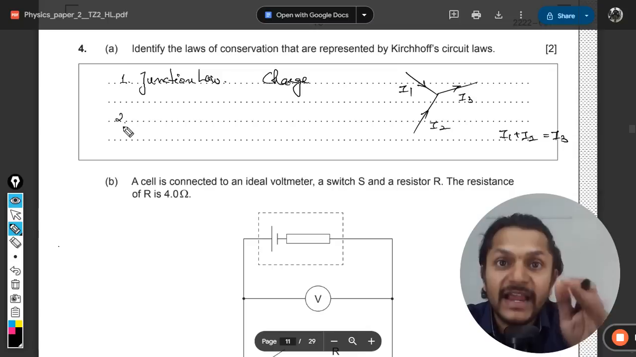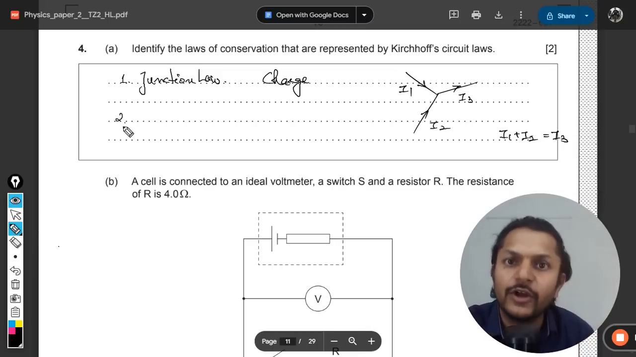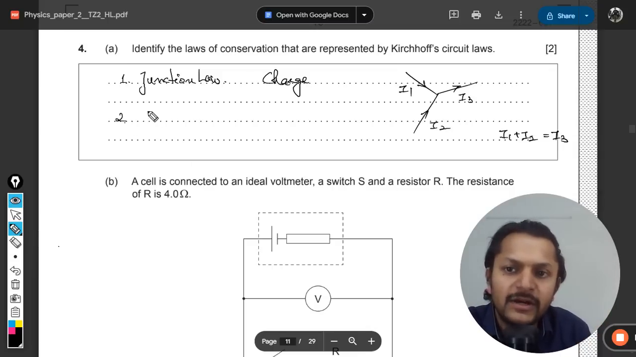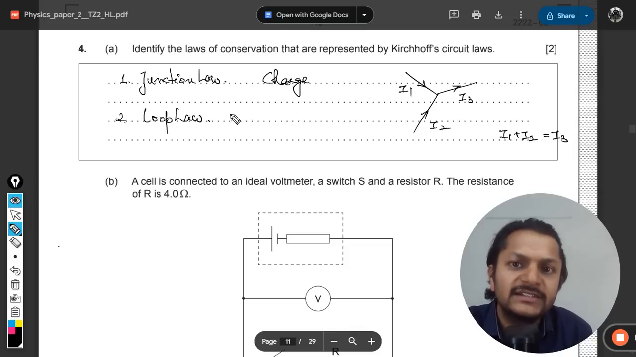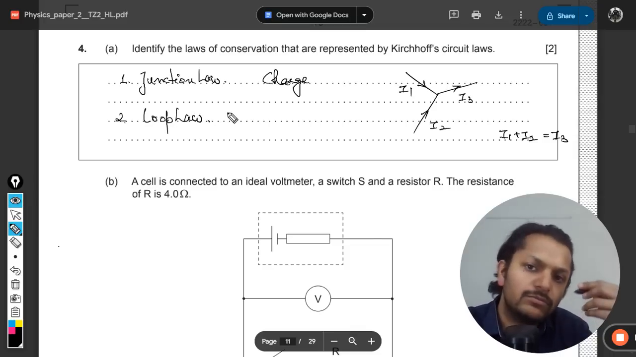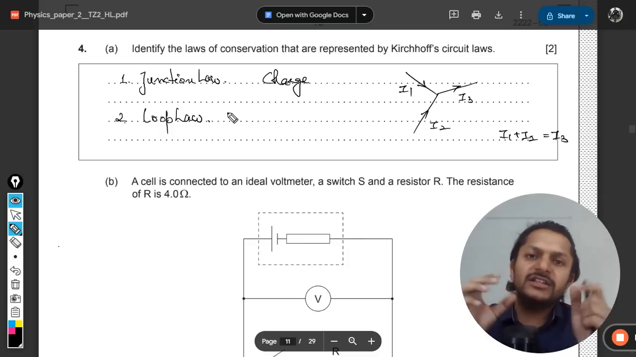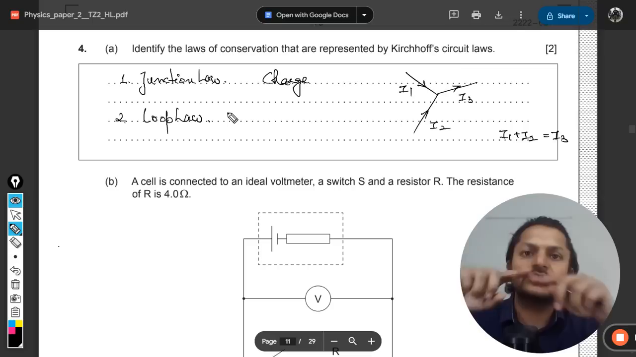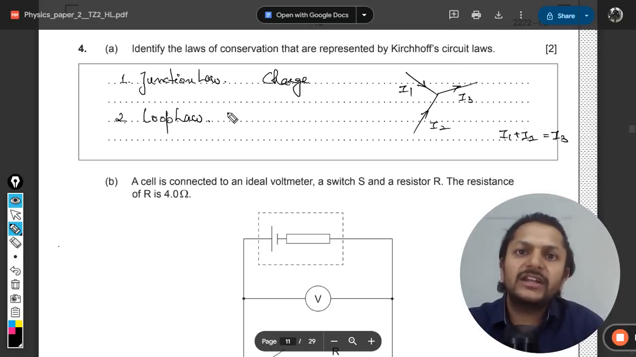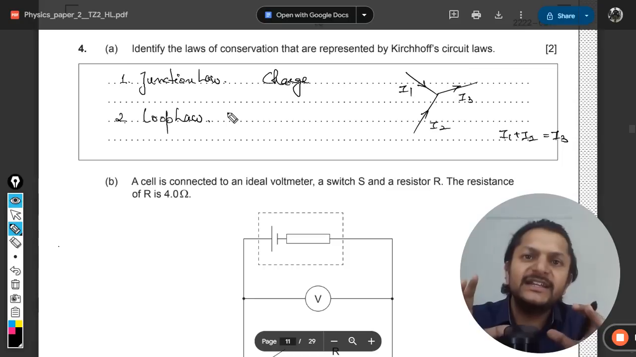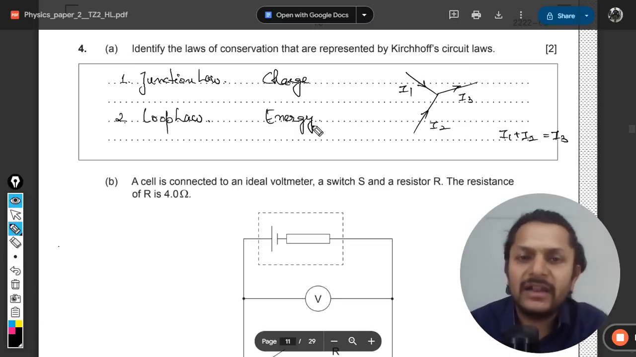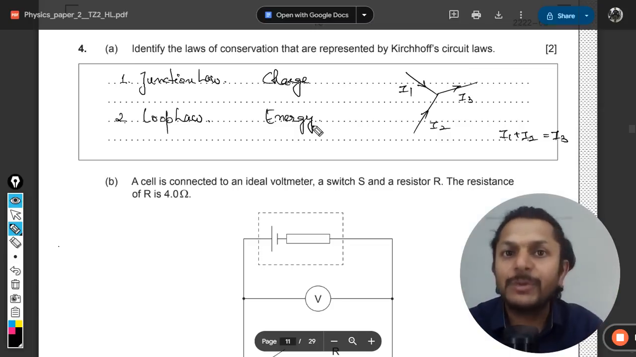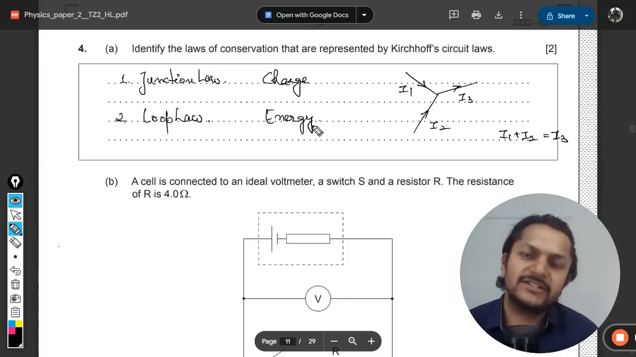Now, what is the second Kirchhoff's law? The second law is the loop law. It is known as loop law, and it is also known as potential law. You can say the sum total of all the potential differences across one loop comes out to be equal to zero. So basically, it is the conservation of energy principle, because in this case we talk about the energy given by the battery and the energy which is consumed by the circuit, by the various elements in the circuit.